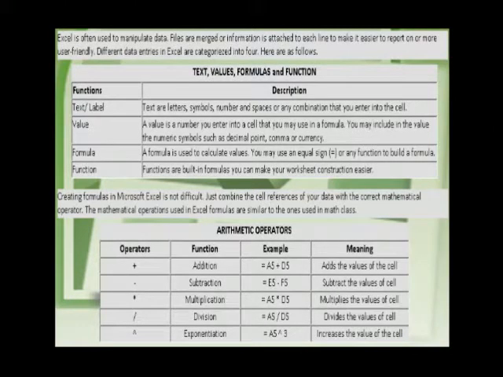Text/label. Text is letters, symbols, numbers and spaces or any combination that you enter into the cell. Value. A value is a number you enter into a cell that you may use in a formula. You may include in the value numeric symbols such as decimal point, comma or currency. Formula. A formula is used to calculate values. You may use an equal sign for any function to build a formula.